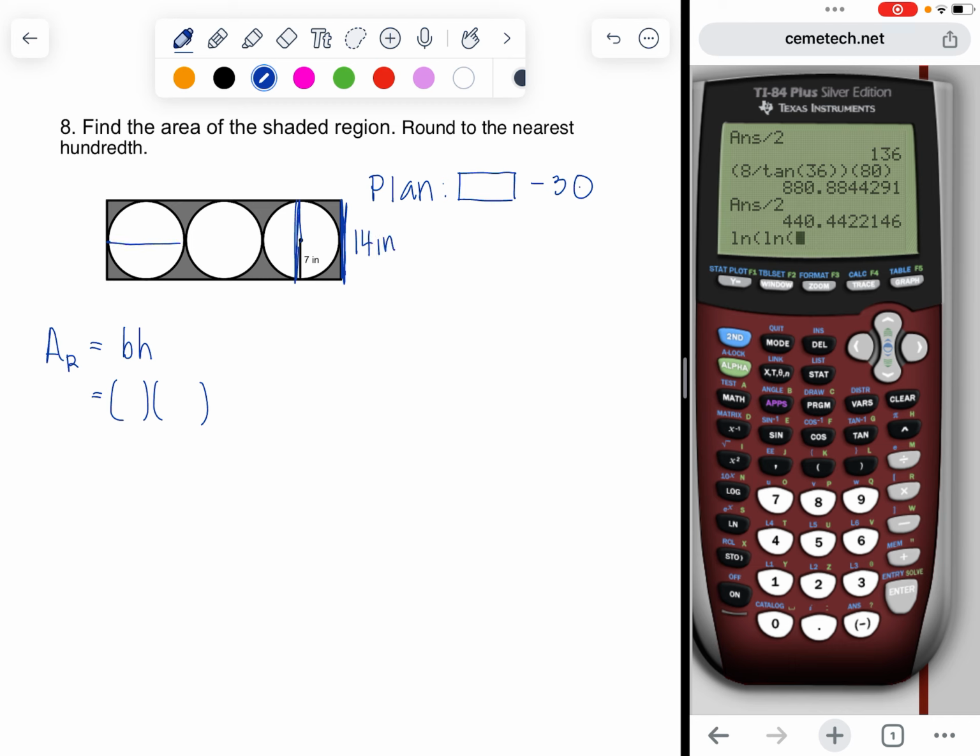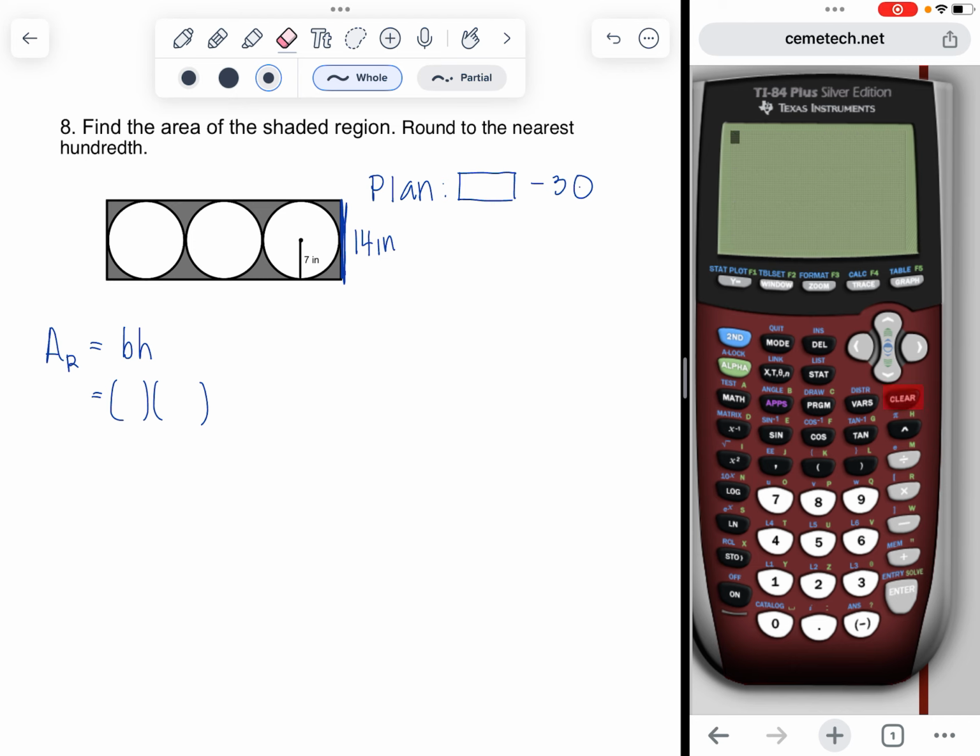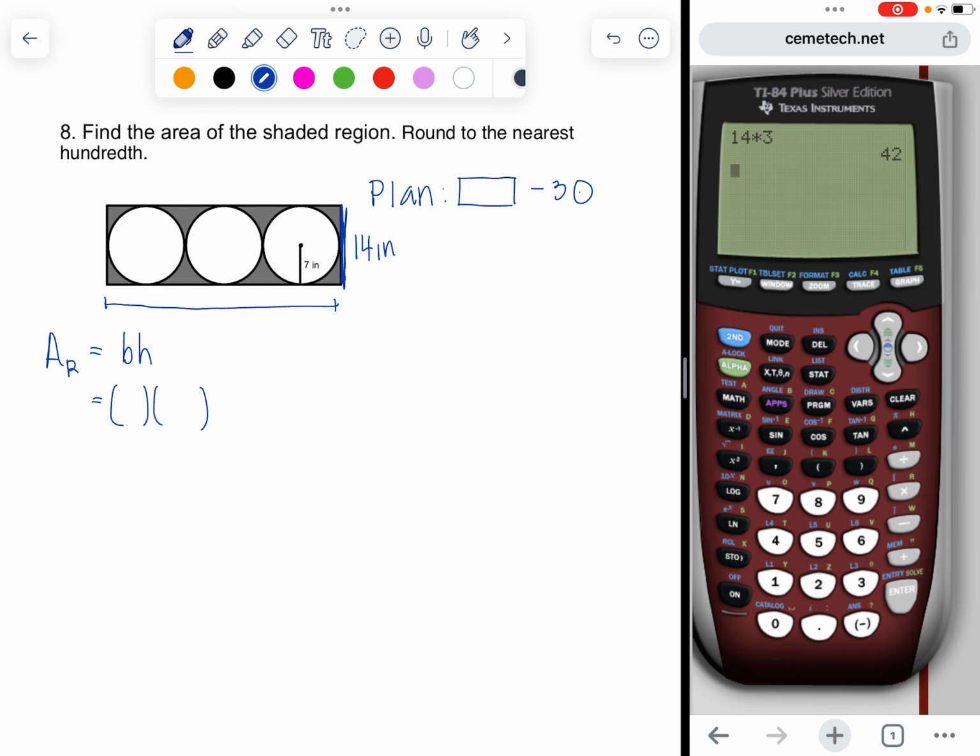And then the diameter is 14. So that's 14, that's 14, that's 14. So if I do 14 times 3, I get 42. So I know that the base is 42 inches. See that? So base 42, height 14. 42 times 14 is 588 inches squared.